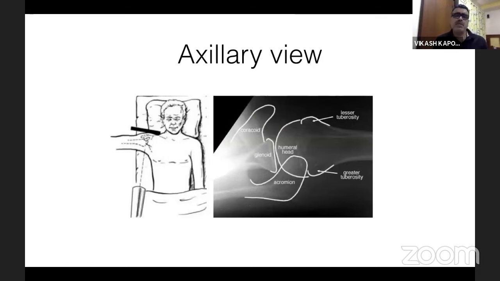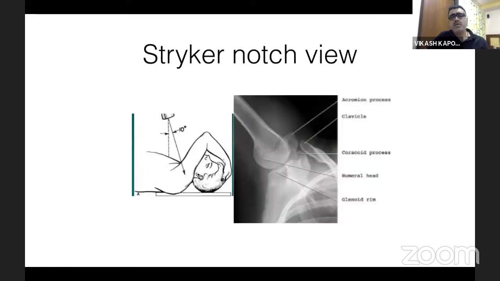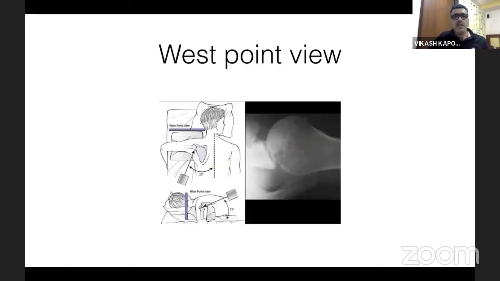The axillary view has a very limited role in a very painful shoulder, but does show a lot of anterior glenoid pathology. Sometimes you can see the glenoid end-on, and it's a traditional view which we have been doing to see the glenoid. The Stryker notch view is taken with the beam cephalad at 10 degrees, with the shoulder forward flexed and the hand on the head. This helps you see from the inferior to the superior edge of the shoulder and identify pathologies which are missed. The West Point view is used to see the inferior glenoid area.